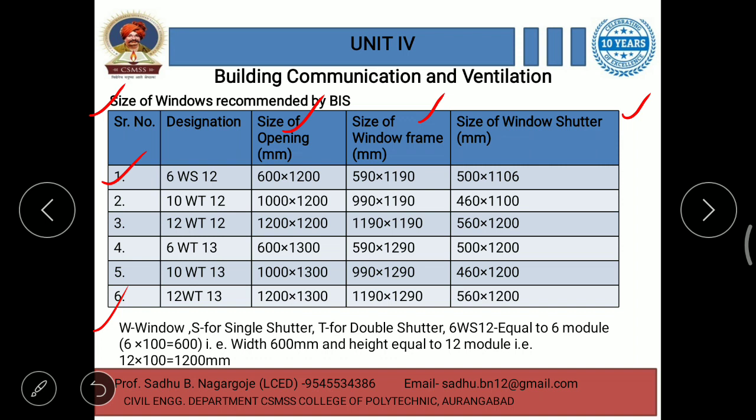6 WS 12 means 6 module. 6 module means 6 into 100, that is 600 mm. That is the width, 600 mm, and height equal to 12 module, that is 12 into 100, 1200 mm is the height. According to the meanings of other designations, we can mention them similarly. You have to remember these standard sizes. So this is all about windows and types of windows, and finally the size of windows recommended by BIS.